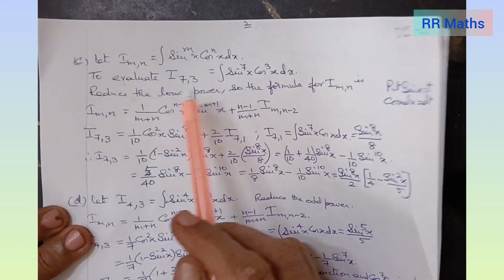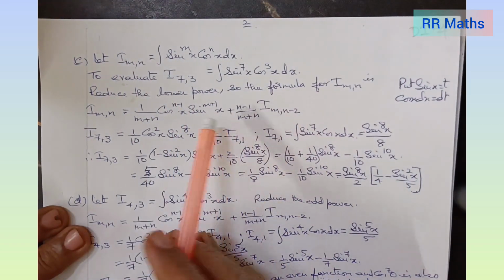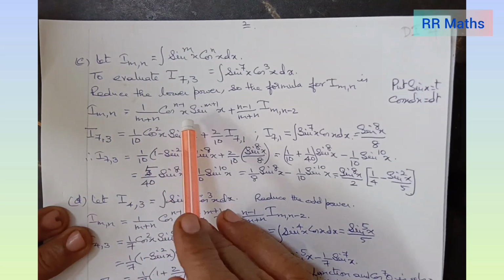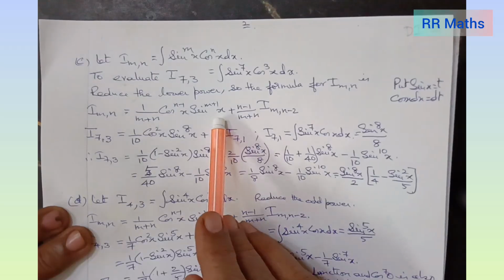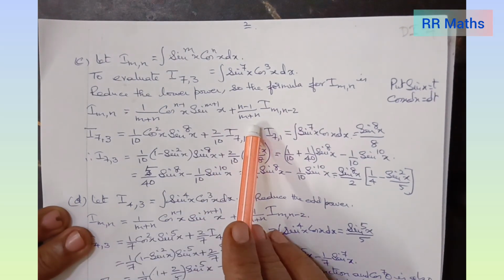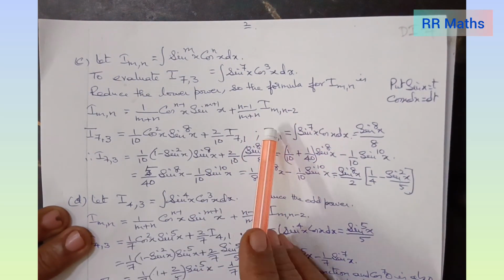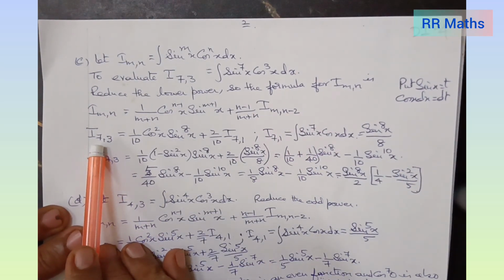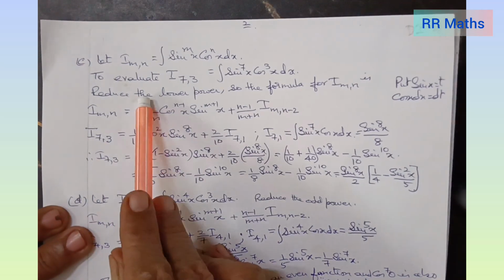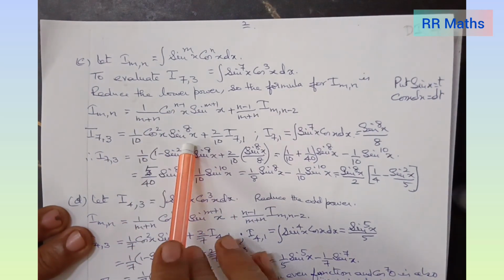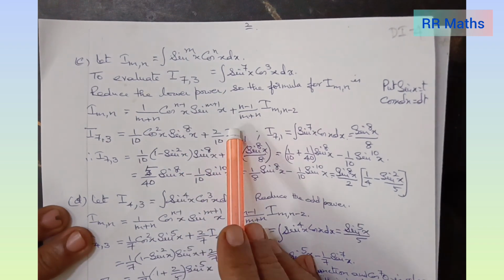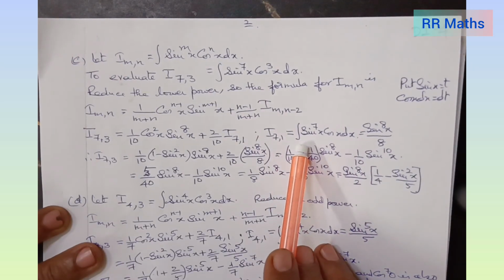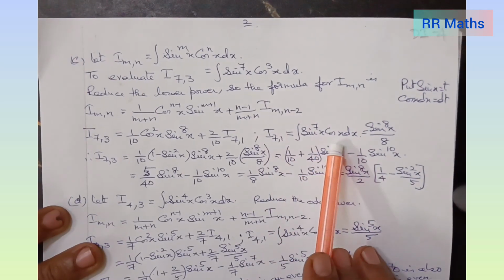Cos is being reduced means power n in I m comma n has to be reduced. So I m comma n is equal to 1 by m plus n cos to the power of n minus 1 x sin to the power of m plus 1 x plus n minus 1 by m plus n I m comma n minus 2. Here this is the reduction in cos. Now you just substitute m as 7 and n as 3. So that will give you 1 by 10 cos squared x sin to the power of 8x plus 2 by 10 I7 comma 1. So I7 comma 1 is integral of sin to the power of 7x cos x dx.